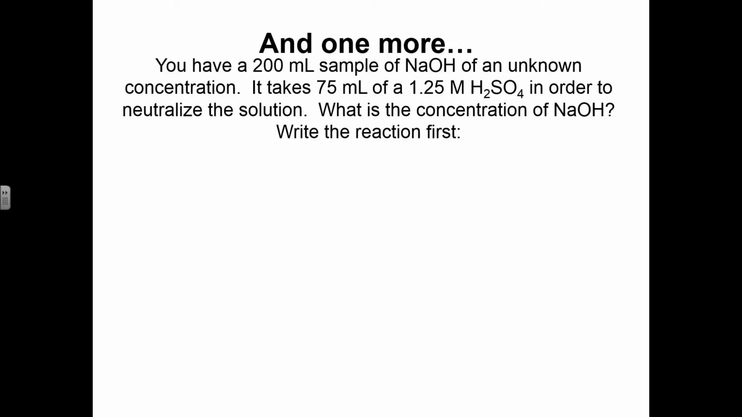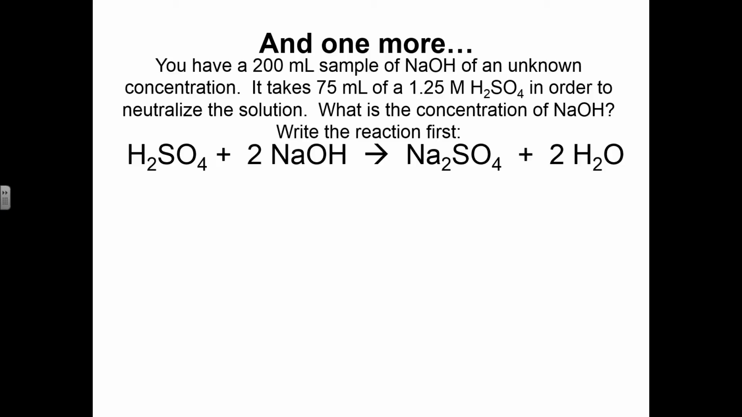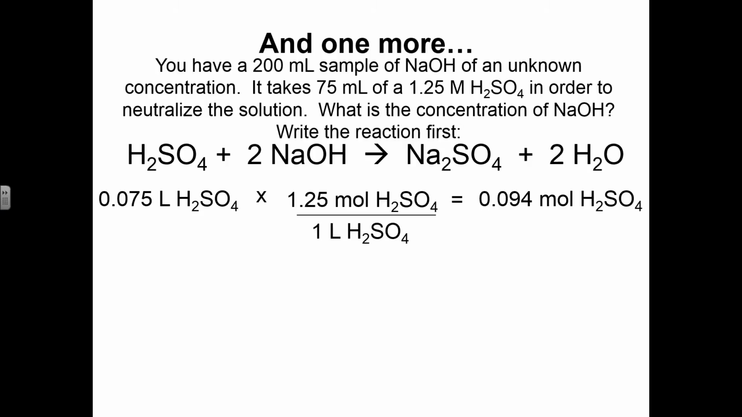Okay, last one here, finally a little something different than a 1-to-1 ratio. It's a 1-to-2 ratio. It says you've got 0.2 liters of sodium hydroxide. So you would write that underneath the NaOH with a question mark for the molarity. But you know you needed to add 0.075 liters of a 1.25 molar solution of that acid. So you would write those two numbers under the acid. Multiply those together, and we are neutralizing 0.094 moles of H2SO4 with that mystery NaOH.